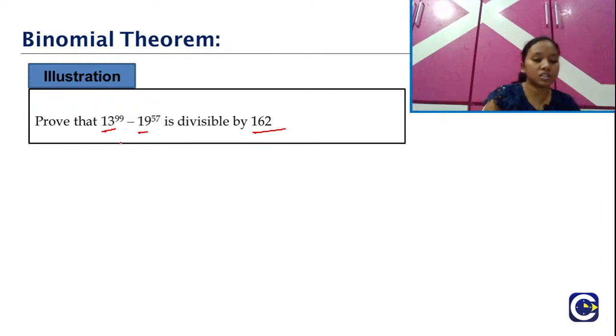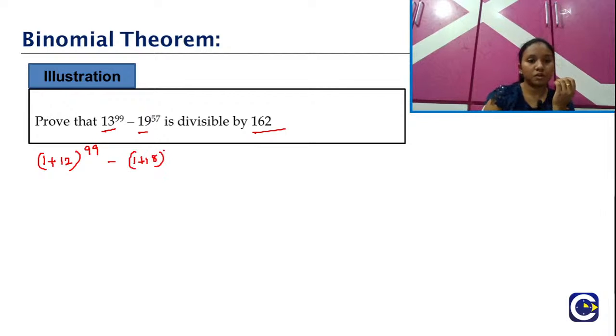So let's rewrite this 13. 13 can be written as, what we can say, the nearest value which is divisible here. So in order to get this 1, how can we write it? We can either write 14 minus 1 or we can write 12 plus 1. So let's prefer 1 plus. I'll write 1 plus 12 whole power 99, minus, even 19 can also be written as 1 plus 18 whole power 57.